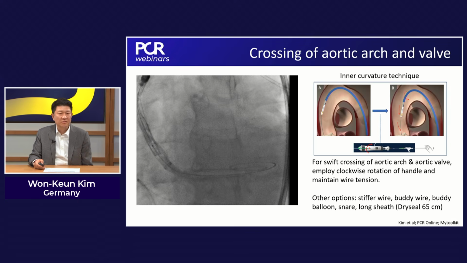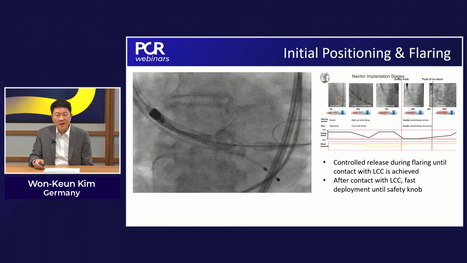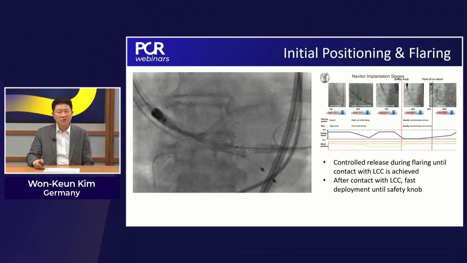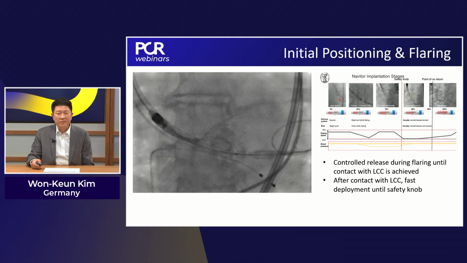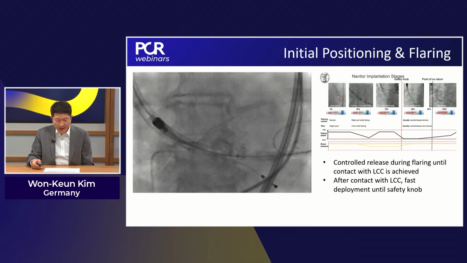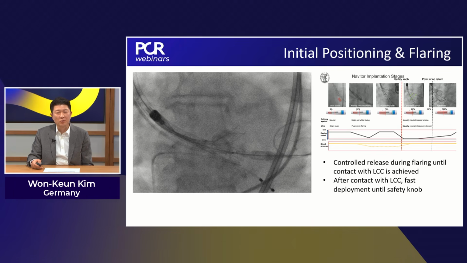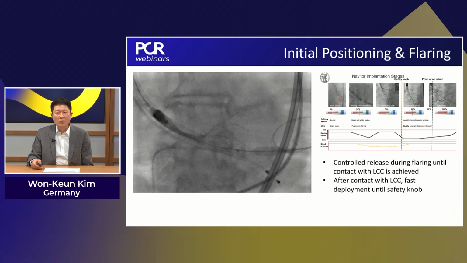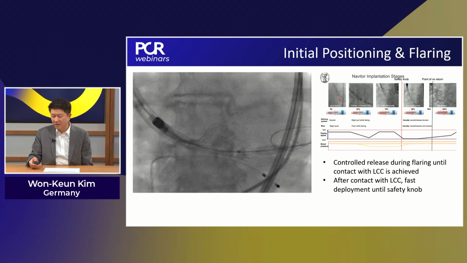No matter how you do it, it's important to get across the aortic arch. And then I think a major challenge that we have in these anatomies is the initial positioning and flaring. You can see different stages during the implantation. I think it's of high importance to achieve a controlled release. We also use fast controlled pacing. And you need to really make sure that you have good flaring until there's contact with the left coronary cusp. Once there's contact, you can be relatively fast with the deployment until you reach the safety knob.